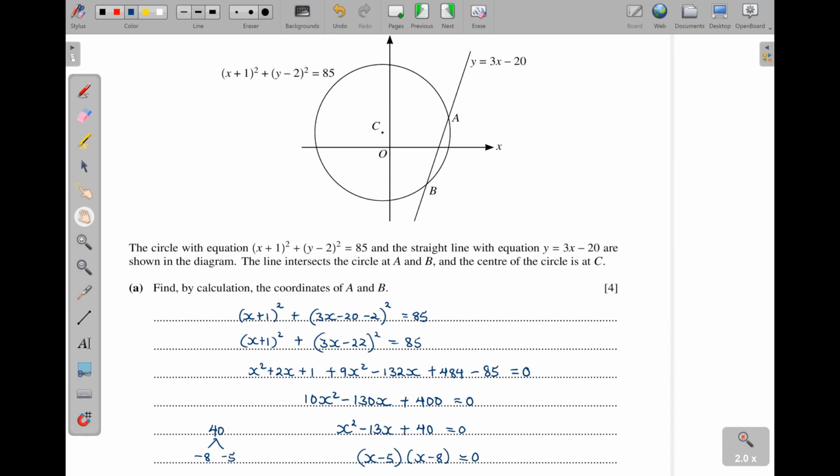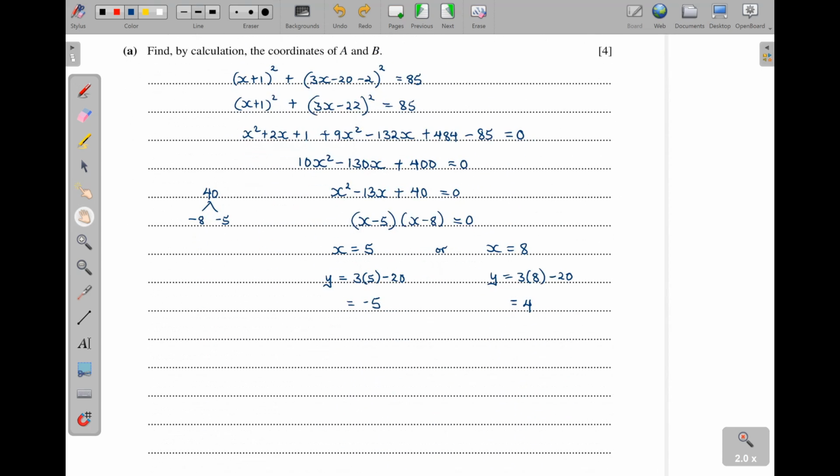Now, when you look at these two, one has a bigger x coordinate compared to the other. So the other has a smaller x coordinate and a negative y coordinate. So I will therefore say A is the one that has the bigger x coordinate 8, then the y coordinate is 4, and then B with a smaller x coordinate, 5, and then the negative y coordinate, negative 5. So this is going to be my answer.